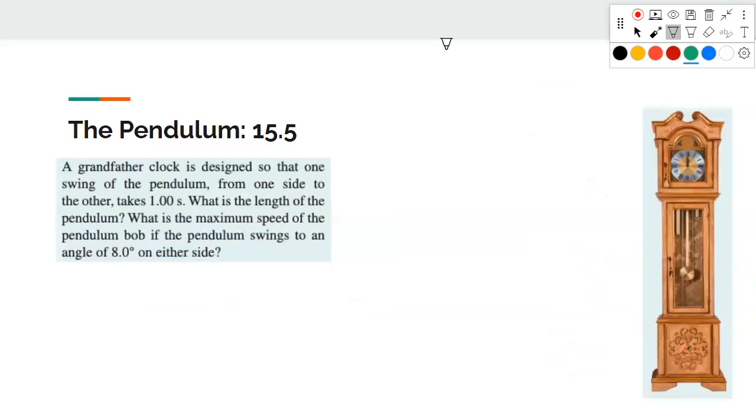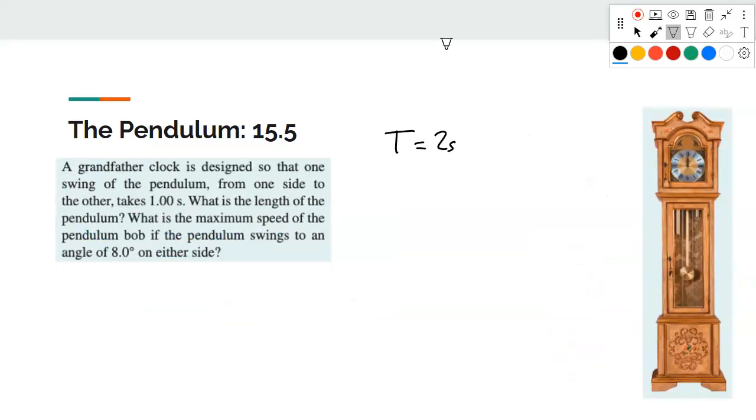So anyways, let's calculate something related to this pendulum clock. Say we have a grandfather clock, like shown in this image, designed so that the swing of the pendulum from one side to the other takes 1 second. So be careful with that. That tells us that the period is 2 seconds, right? Because the period is how long it takes to get from one side to the other and then back. Okay, so a period of 2 seconds.